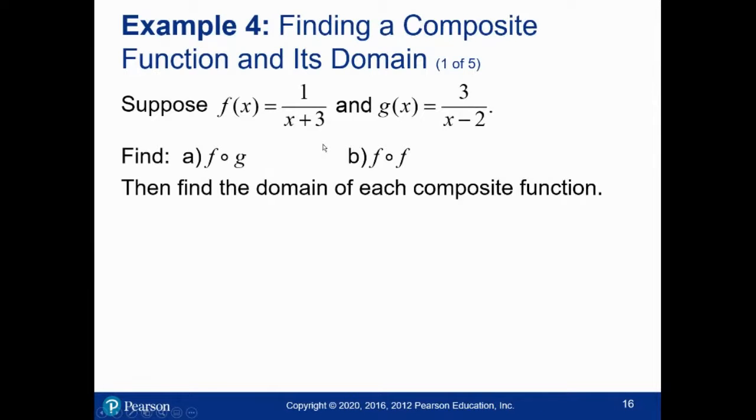So moving along, composite functions and their domains. So now let's put everything together. We've got f of x is 1 over x plus 3, g of x is 3 over x minus 2. First, find each of f of g and f of f in general.